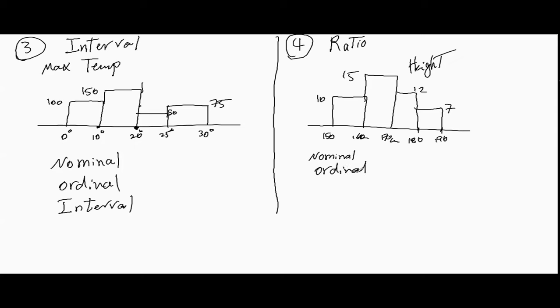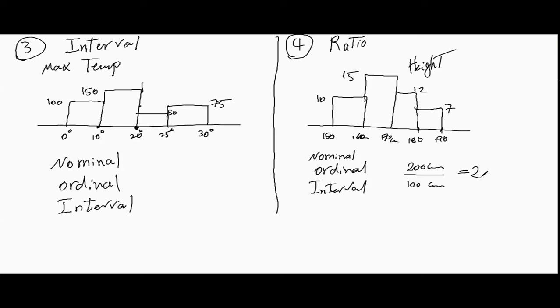Now, do we know the distance of 100 centimeters to 170 centimeters, or is it like love? Not like love. We do know. Therefore, it is interval. Now, what is special about this height compared to temperature is this. If the height of a table is 200 centimeters compared to another table that its height is 100 centimeters, what is the ratio? Two. The ratio is two, right?